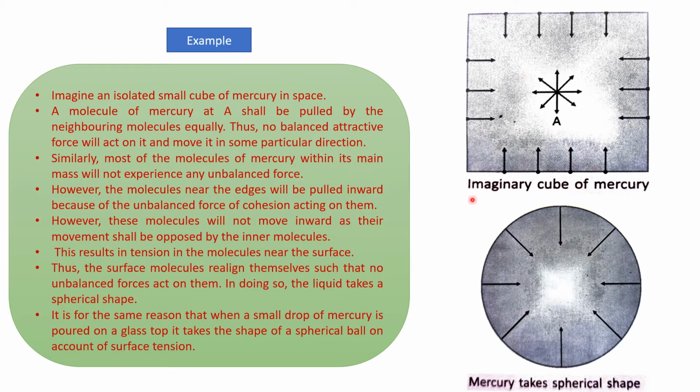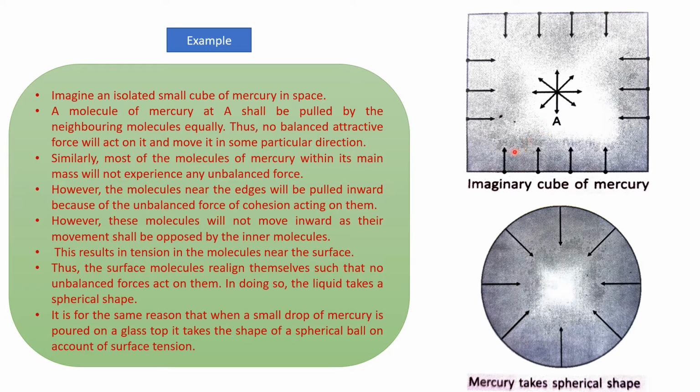Now we take an example. Imagine an isolated small cube of mercury in space. A molecule of mercury at A shall be pulled by the neighboring molecules equally. Thus, no unbalanced attractive force will act on it and move it in some particular direction. Similarly, most of the molecules of mercury within its main mass will not experience any unbalanced force.